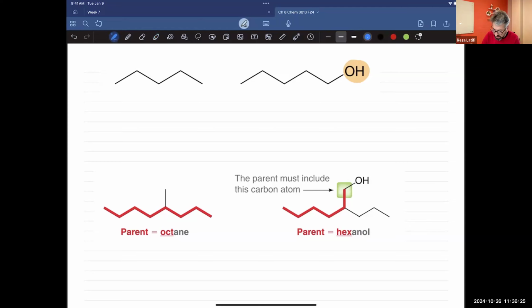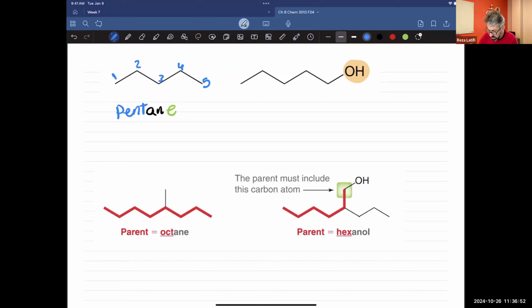And on the left side, I have 1, 2, 3, 4, 5 carbons. So I'm going to say I'm dealing with 5 carbons, pent, and then I say AN to show that it is saturated, and at the end I will put E to say this is made of carbon and hydrogen only. On the right side, I have the same compound, but there is a functional group attached to it.